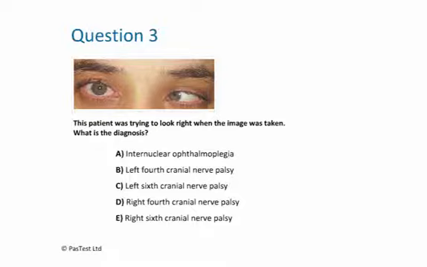Now we know that this patient was trying to look to the right, and we see the adduction of the left eye, while the right eye has not moved to the right or abducted. And this is consistent with right sixth cranial nerve palsy or abducens nerve palsy.